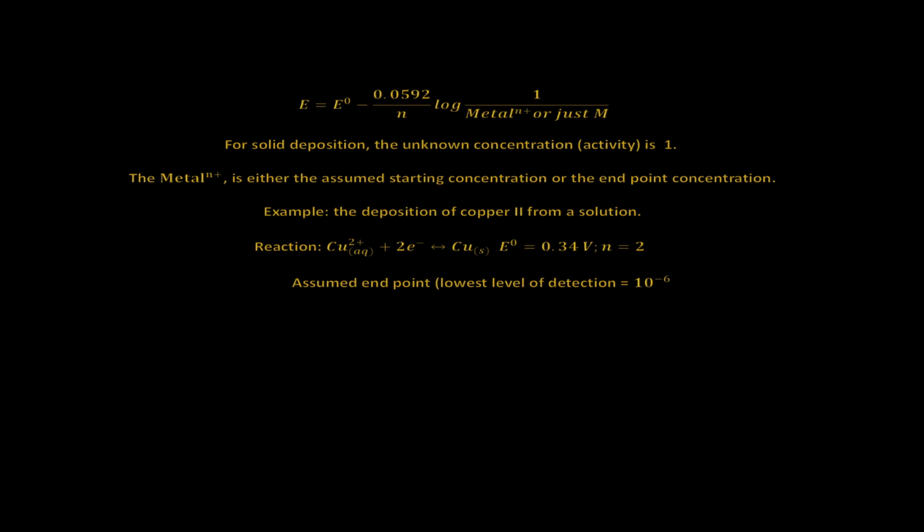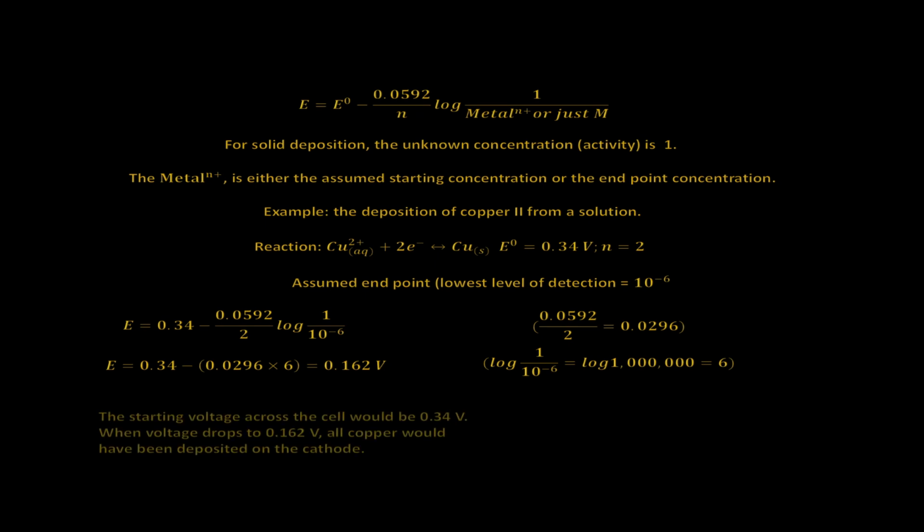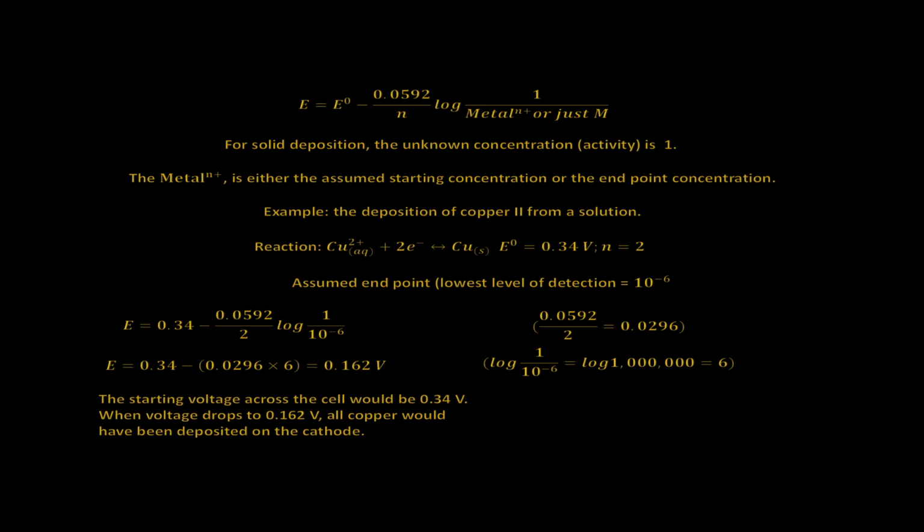We can now calculate what the voltage would be at the endpoint of the deposition. 1 divided by 10 to the minus 6 equals 1 million, and the log of 1 million will equal 6. And 0.0592 divided by 2 will equal 0.0296. Therefore, 0.34 minus 0.0296 multiplied by 6 will equal 0.162 volts. The starting voltage across the cell would be 0.34 volts.